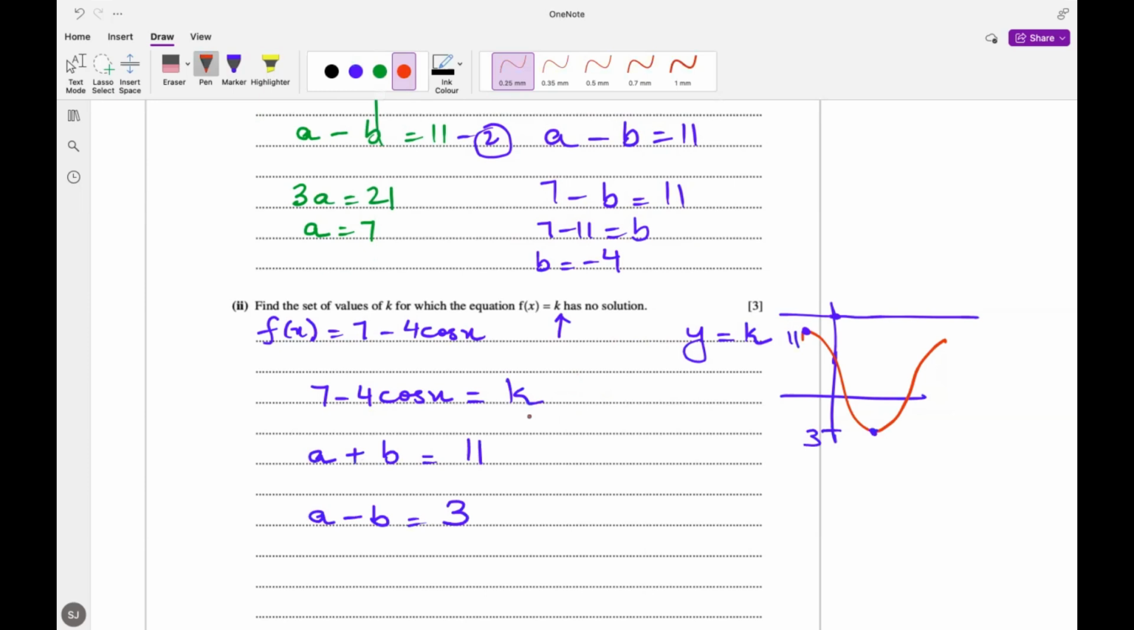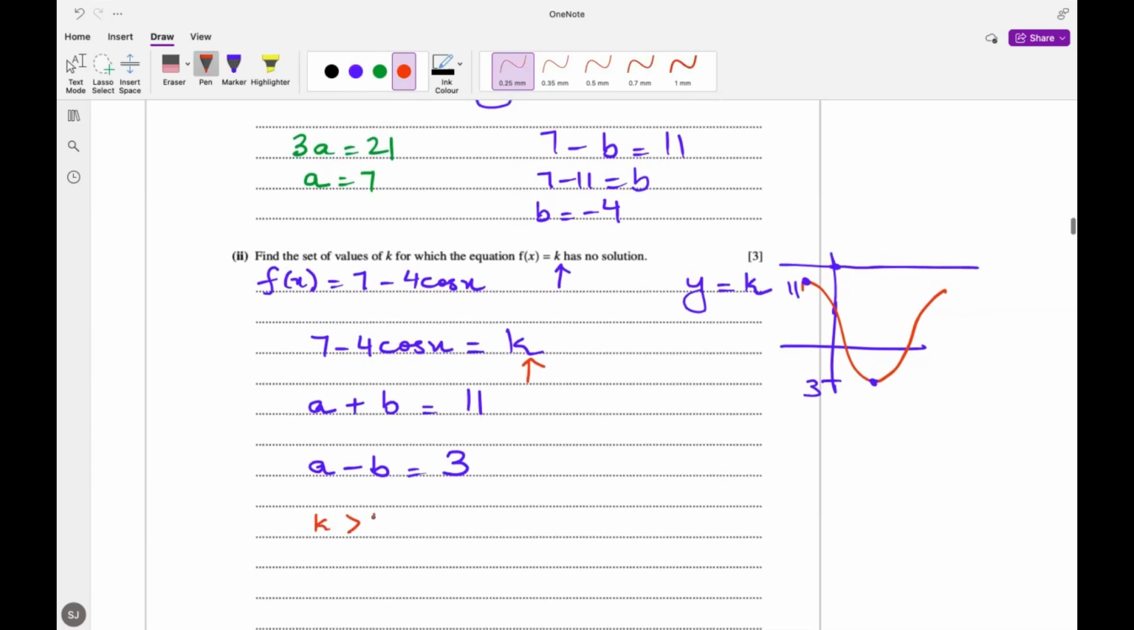So the lowest point is 3 and the highest point is 11. It means this value of k, which is a y value, must be more than 11. So k can be more than 11 or k can be less than 3. At these values, this line y equals k will not be intersecting the curve, so there will be no solutions for f of x equals k.